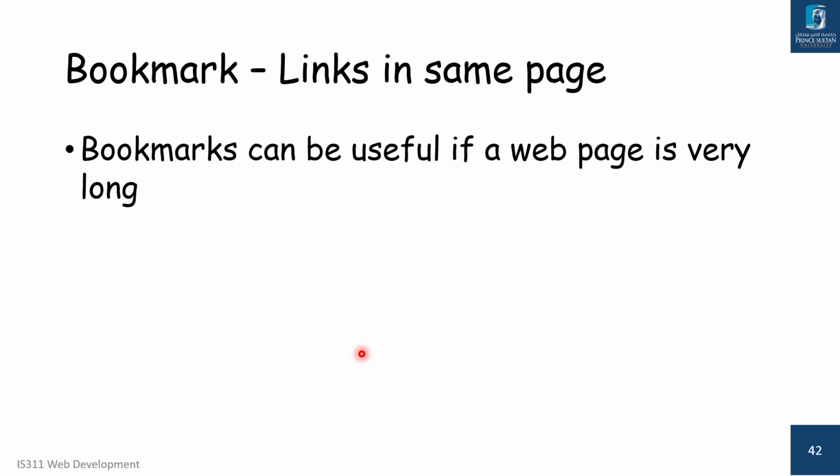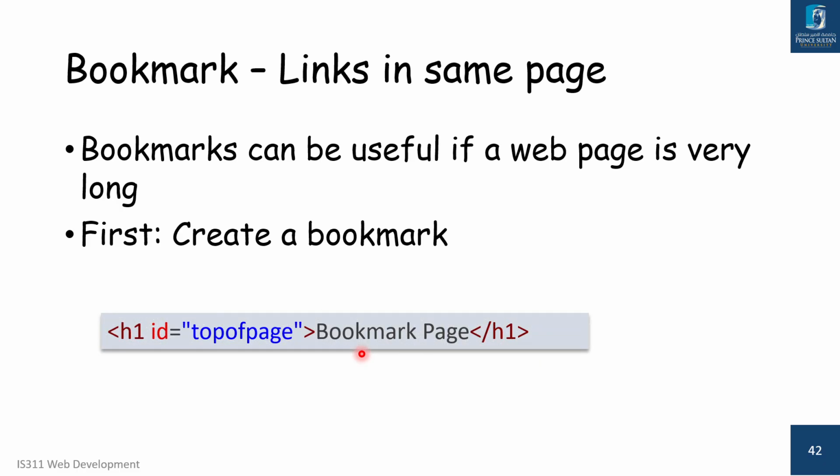For example, we have a very long chapter, and in that chapter we have section 1, section 2, section 3, section 4, section 5. For all these sections we can make bookmarks using the id property or id value. Okay, first we need to create a bookmark. Here I want to go to that page which you left.